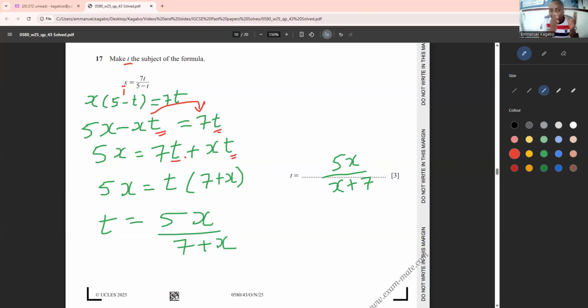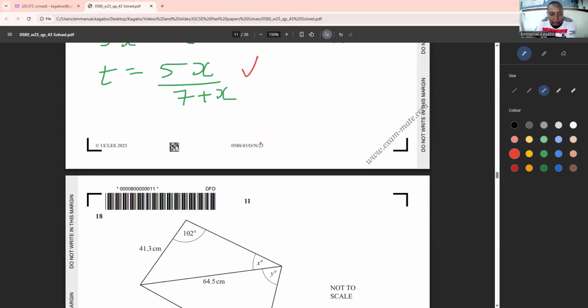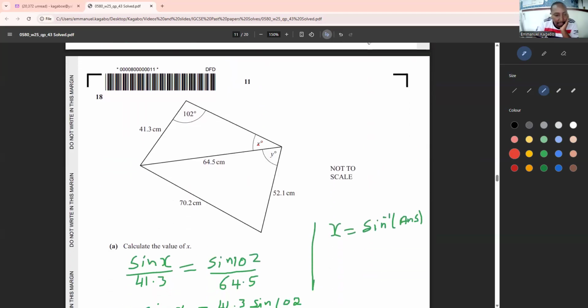So if you cannot add these expressions, the only way you can be able to factorize it, to make t the subject, you have to factorize. When I factorize t, what do I remain with? I'll remain with 7 plus x, then you divide by 7 plus x, and then your t will be that. Question 18.